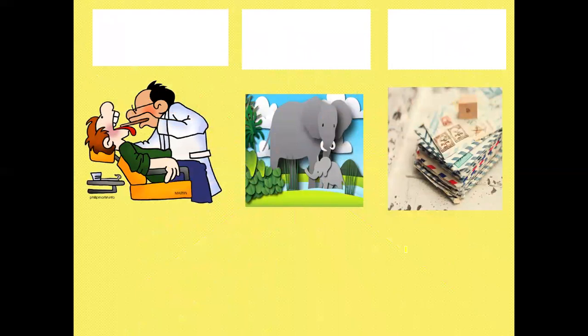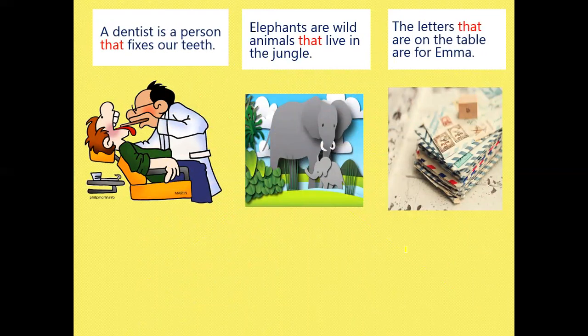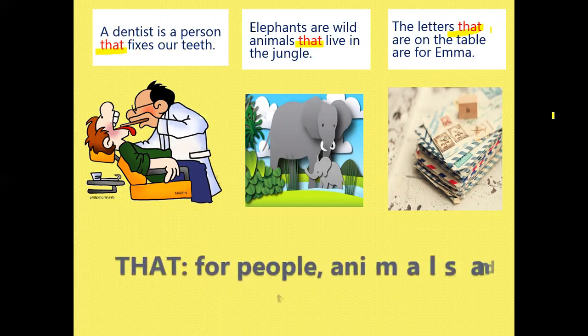Now, let's talk about that. That, and you see that we have the same three sentences that we use in the same first examples. A dentist is a person that fixes teeth, okay? Elephants are wild animals that live in the jungle. The letters that are on the table are for Emma. You notice that in these examples, the first one had who before, and these two had which before. So what happened? Well, that we use that.